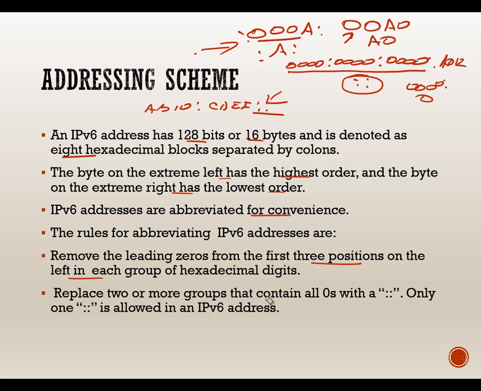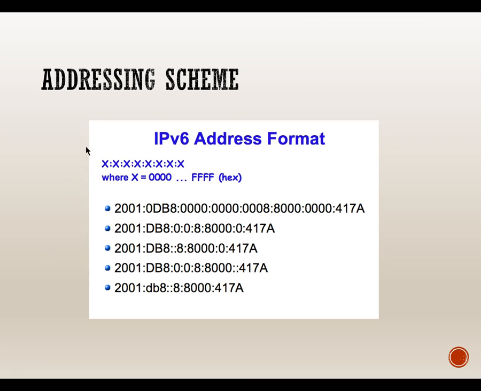Replace 2 or more groups that contain all zeros with a double colon, one time. Only one double colon is allowed in an IP address, and when they start asking for legal addresses, you'll see at least one of the options. Most likely, there's no betting on it, but most likely I'm going to have a double colon twice. So those are the rules for abbreviating addresses. Here X is hexadecimal.